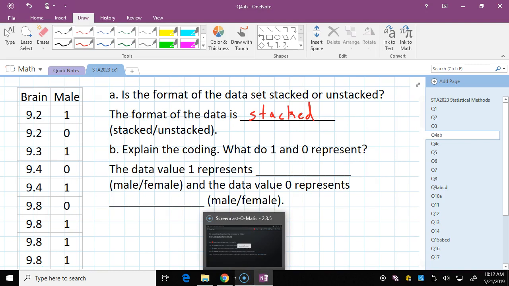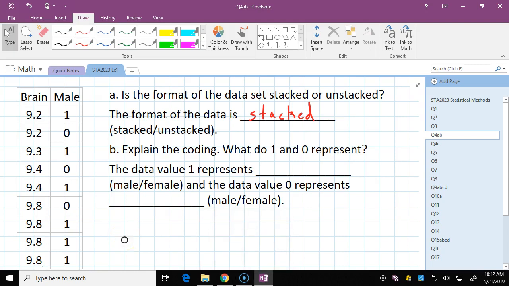Definitely stacked, because it contains 2 different categories all in one column. All right, so it says explain the coding. What do the 1s and 0s represent? So anybody that's a 1 over here, what does that mean? We're male. Anybody that was a 0 then was female.